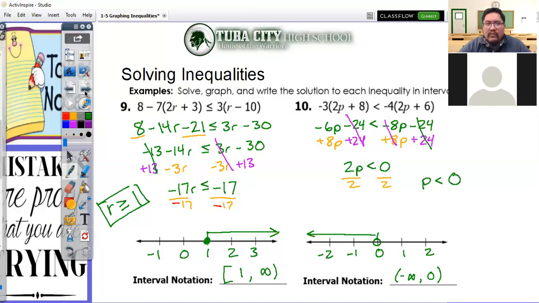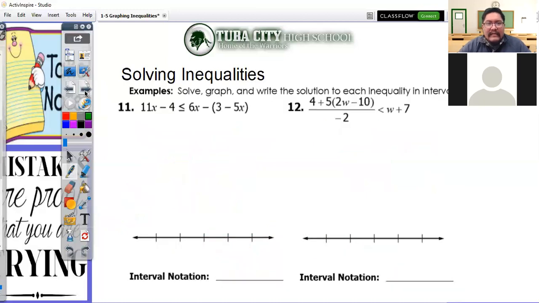Okay, moving on. Okay, I think these are the last two in the packet.